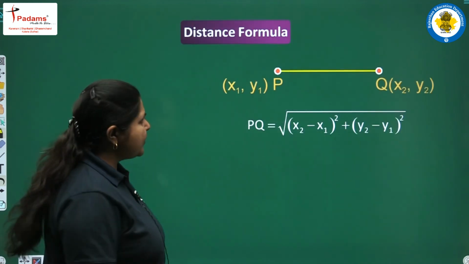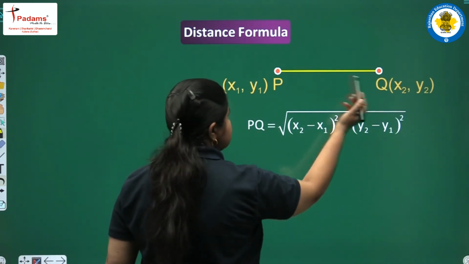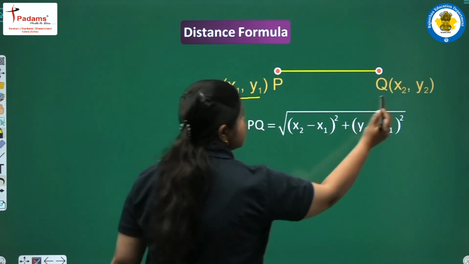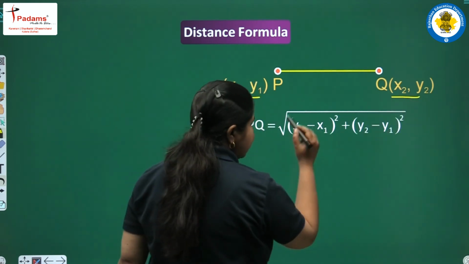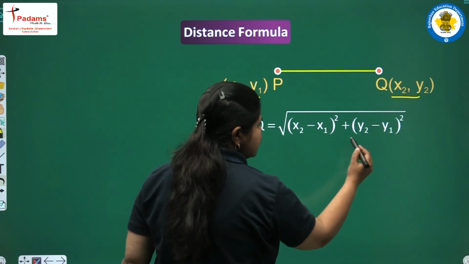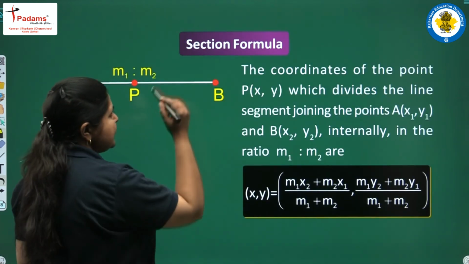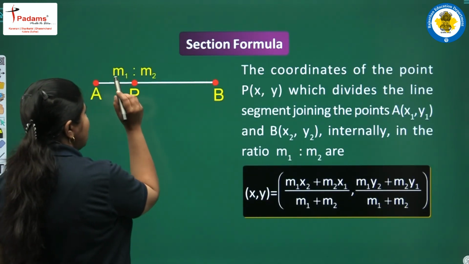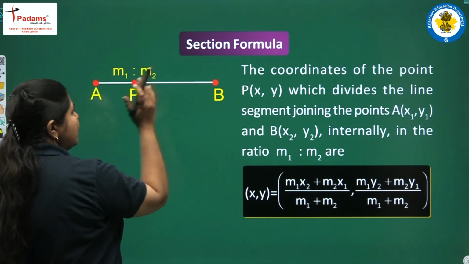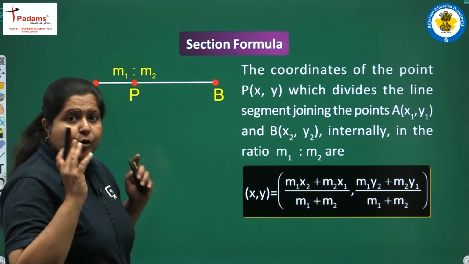What is the distance formula? If we take 2 points with coordinates x1, y1 and x2, y2, then the distance is square root of (x2 minus x1) whole square plus (y2 minus y1) whole square. Then what is the section formula? It gives us the coordinates of the point of division of a line segment, the coordinates of whose end points are known.